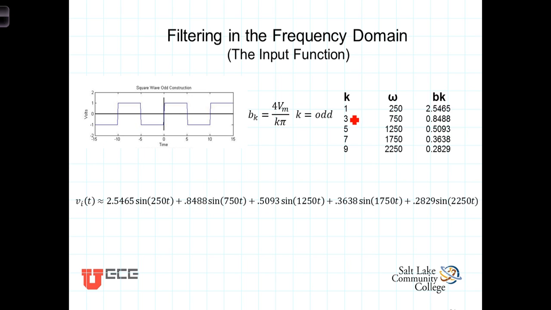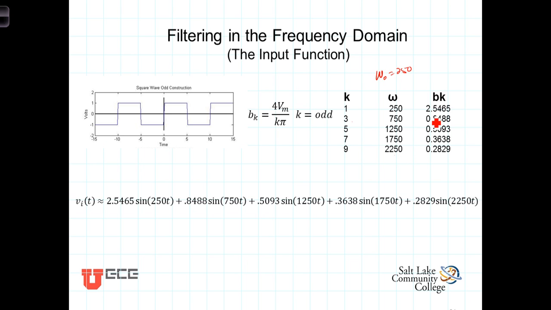We're going to do just the first 5 components, which corresponds to k equaling 1, 3, 5, 7, and 9. The frequencies associated with that are going to be k omega naught again, where omega naught is equal to 250 radians per second. So the first component would be 250, the third, when k equals 3, or 3 times omega naught, is 750, 5 times omega naught is 1250, 7 times omega naught is 1750, and 9 times omega naught is 2250 radians per second.